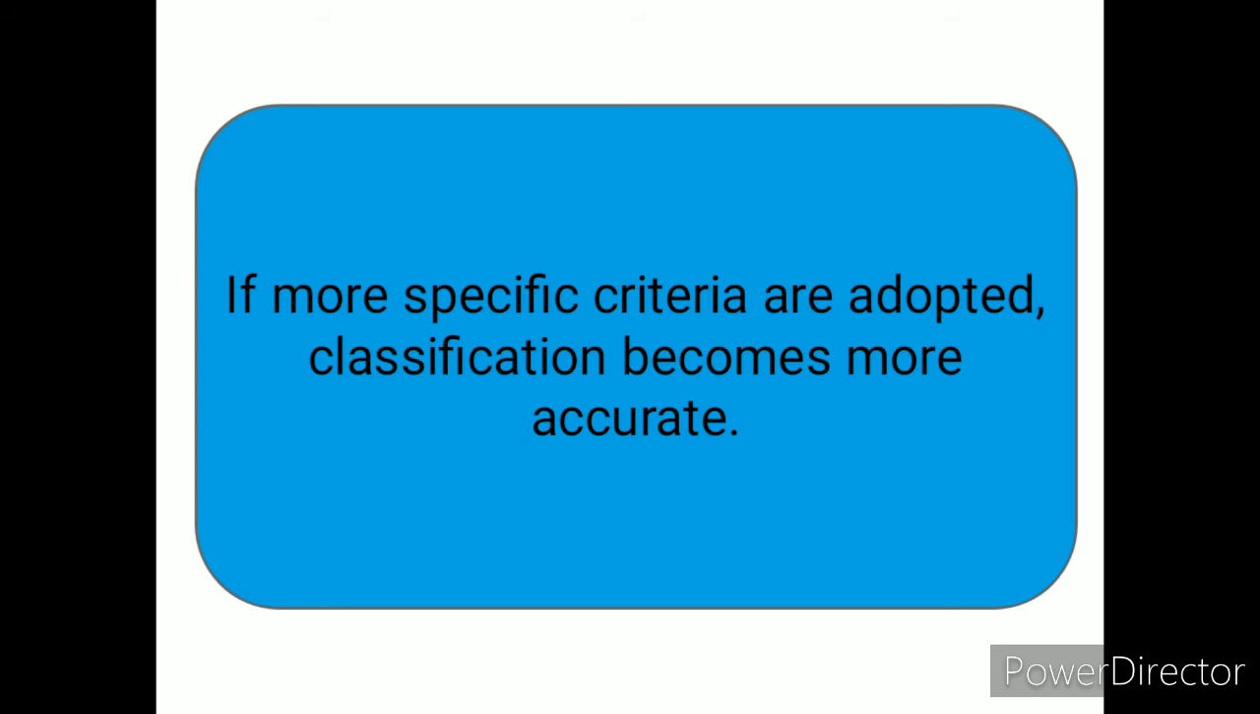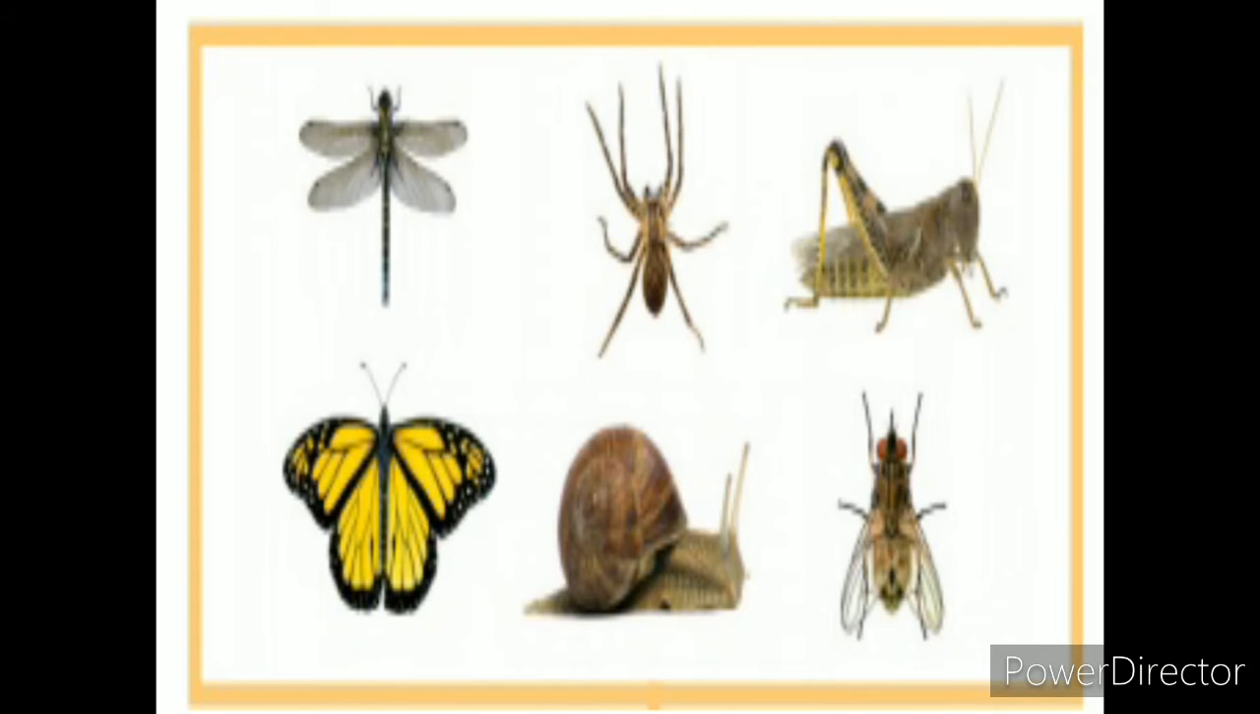Now, next activity. Here is the picture of some animals. Can you identify which animals these are? Just observe and find out. Yes, there is a dragonfly. First there is a dragonfly, then spider, then cricket, butterfly, snail, then housefly. So you are familiar with all these animals.